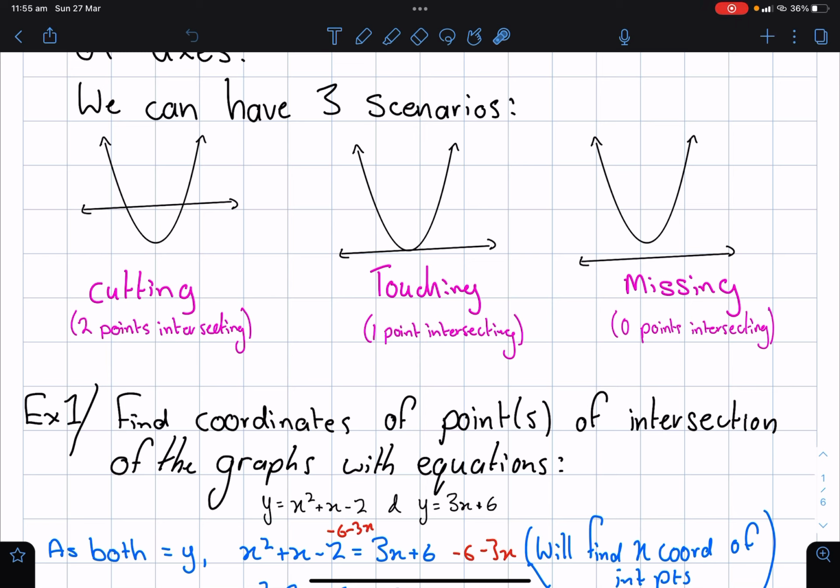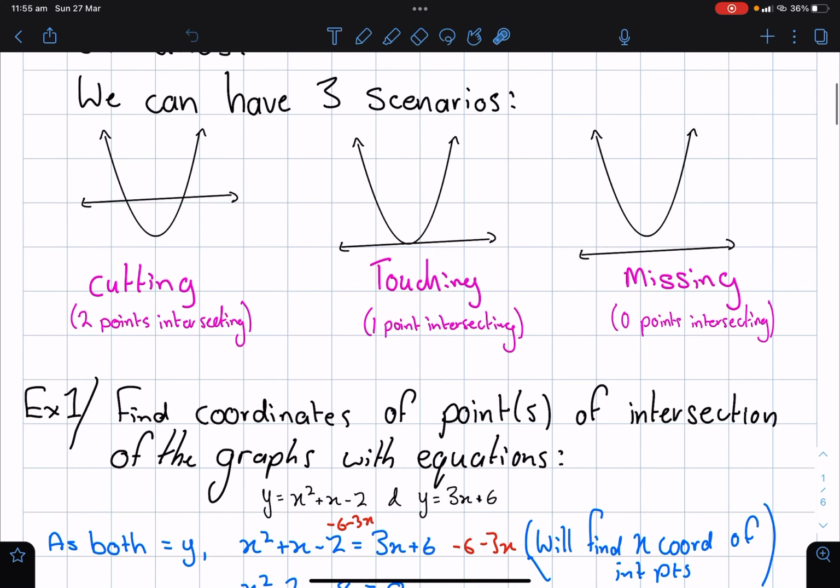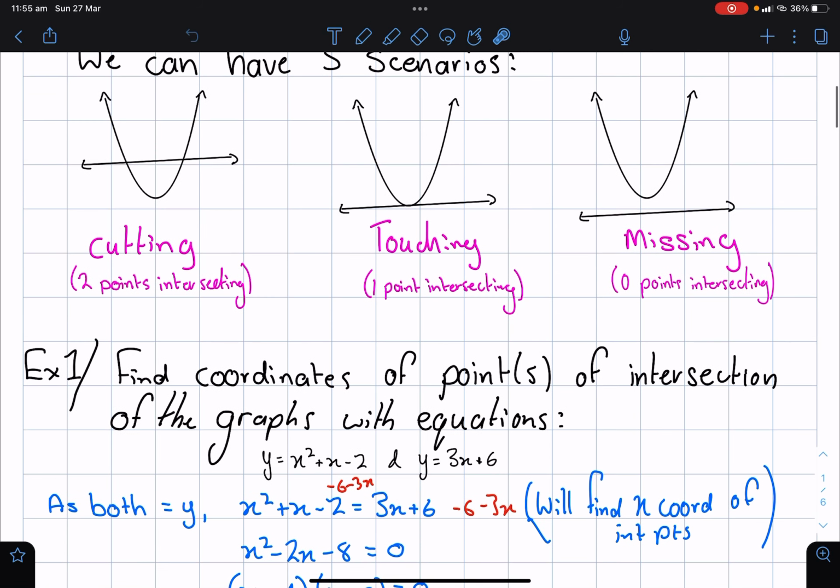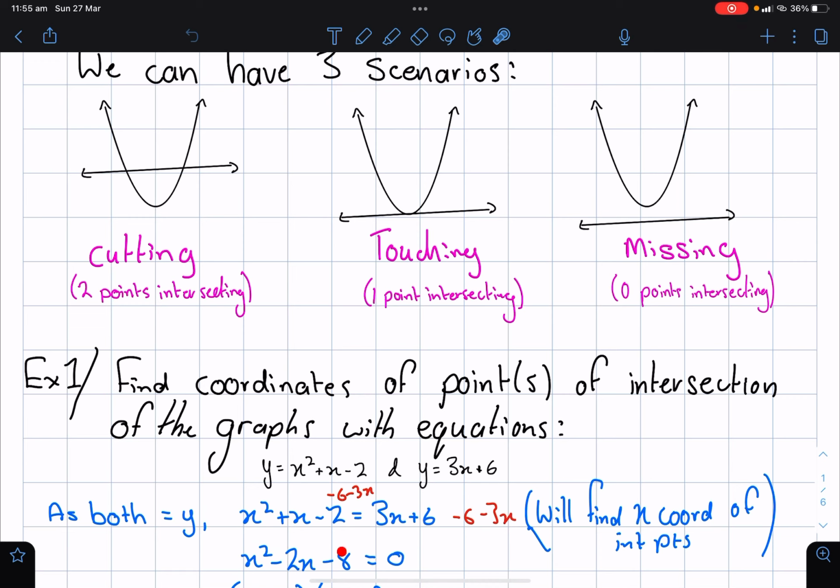That means we're going to make them equal to each other. Because they're both equal to y, we can easily do this by saying x squared plus x take 2 is equal to 3x plus 6. And this will find the x coordinate of our intersection points. We're going to get everything over to one side and make one side of our expression equal to 0. So I'm going to take 6 and 3x from both sides. That's going to result in x squared take 2x take 8 equals 0, which is exactly the form we want because we know how to factorize and solve for our zeros of a quadratic equation.